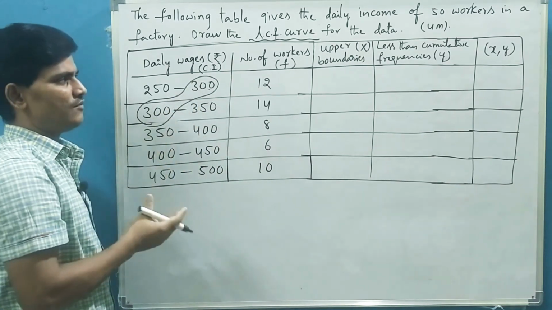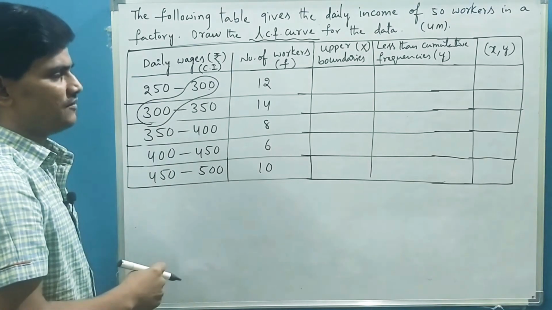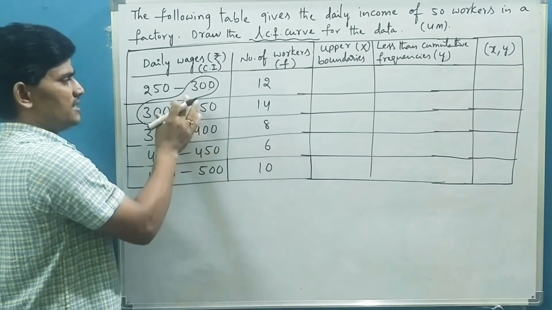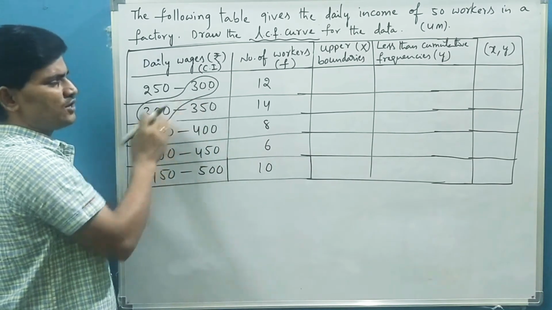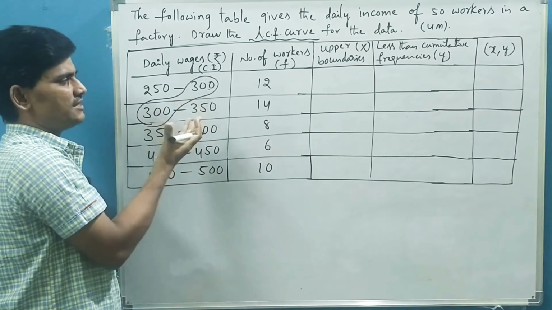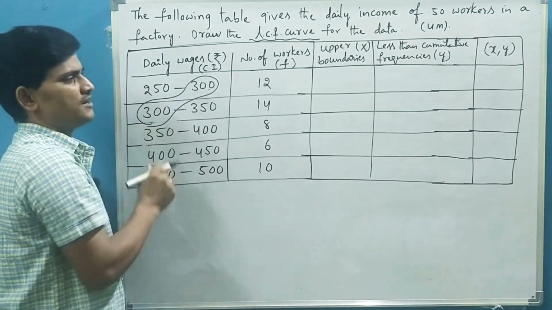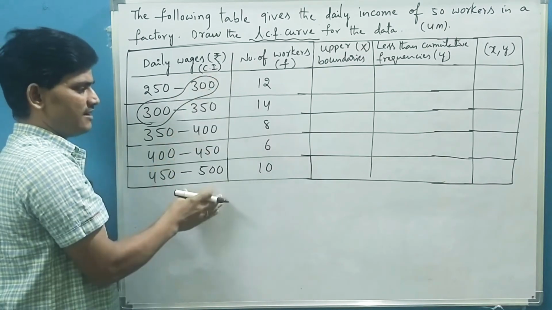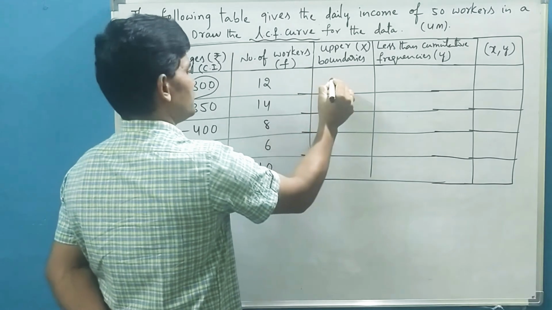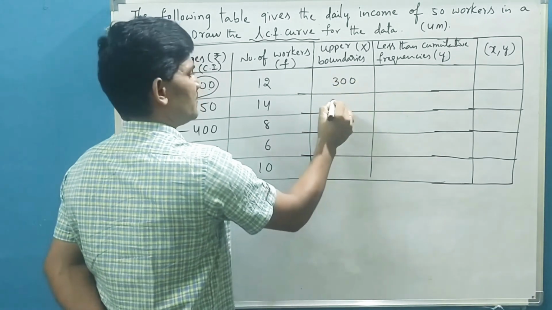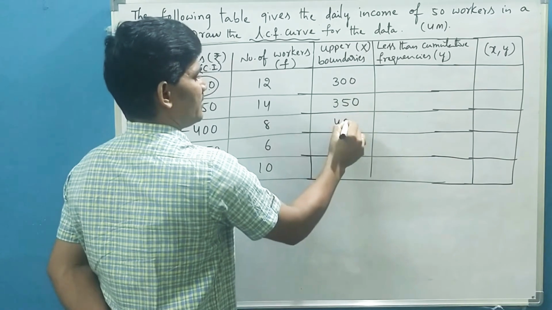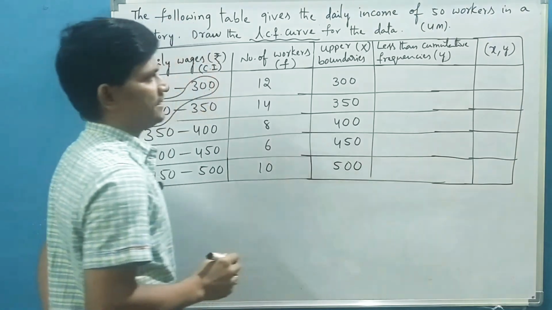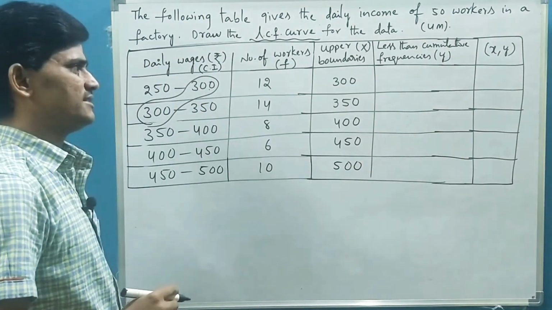As these two values are equal, the average will be equal to that value only, because 300 plus 300 by 2 means 300 only. So, these are the exclusive classes. For the exclusive classes, there is no change in the limits and boundaries. So these are the upper limits and upper boundaries also. Let us write all these as upper boundaries: 300, 350, 400, 450, 500.